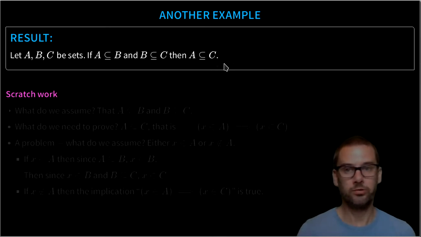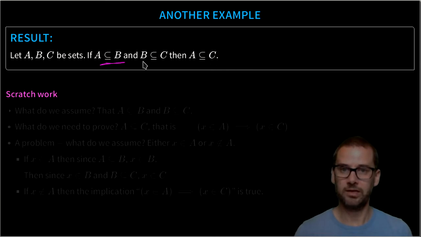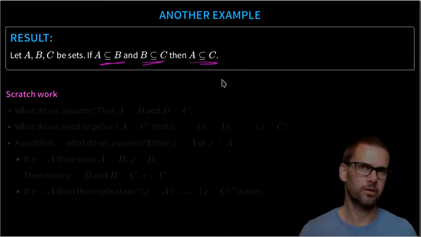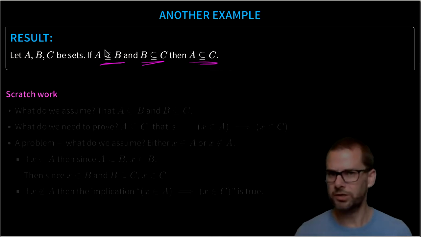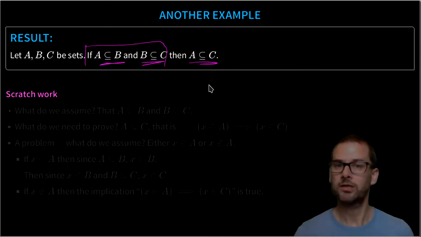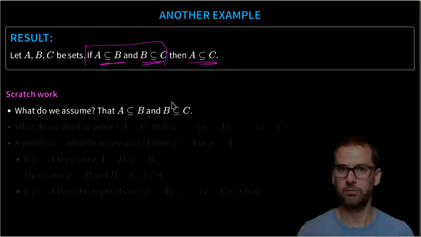This one's quite a useful result. If we take A, B, and C to be sets, if A is a subset of B and B is a subset of C, then A is a subset of C. If you think about this, it should be fairly clear. So what do we need to assume? Well, we need to assume the hypothesis to be true. So we assume that A is a subset of B and B is a subset of C.